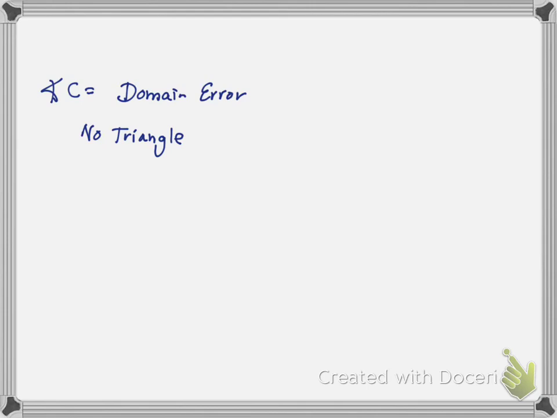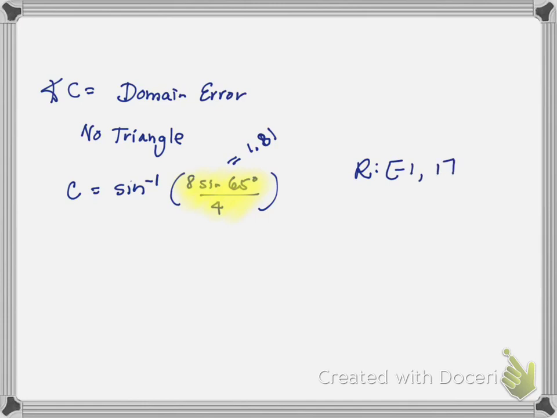And just to relate it to what we talked about with inverse sine, if you take the inverse sine of 8 times sine of 65 degrees over 4, the inside value, which I'm highlighting, is equivalent to 1.81. And we know that the range for inverse sine is -1 to 1. So 1.8 is outside of the range, and that's why your calculator is giving you a domain error. That means this angle C does not exist. So we have no triangle. Once again, no triangle is your answer, and I just explained why.